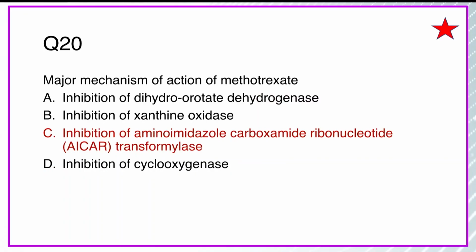Major mechanism of action of methotrexate is this. So we know it inhibits dihydrofolate reductase. This is not dihydroorotate dehydrogenase. It inhibits dihydrofolate reductase, but the major mechanism is inhibition of AICAR transformylase.